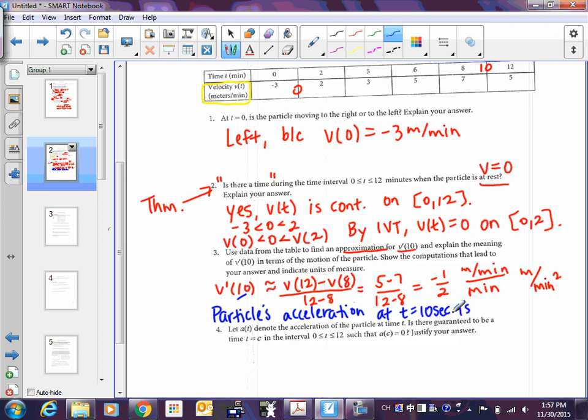Sorry, this would be S for seconds. Is about -1/2 meters per minute squared. You could have said the particle's average acceleration is -1/2 meters per minute squared. That would have been fine. So it's all the same stuff we'd already been doing, now in a new context.